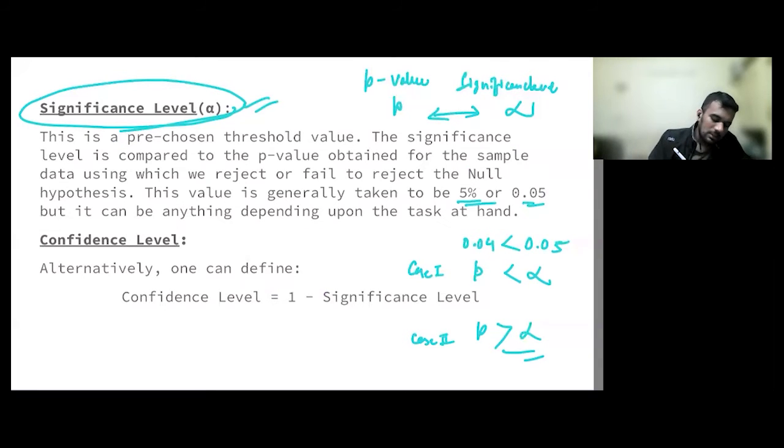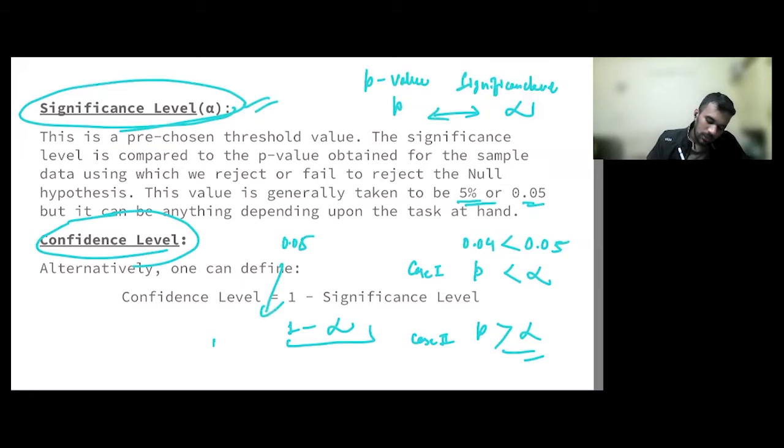So basically there is another term, confidence level. It is basically 1 minus alpha. So for convenience's sake, when we took the significance level to be 0.05, then the confidence level shall be 0.95.